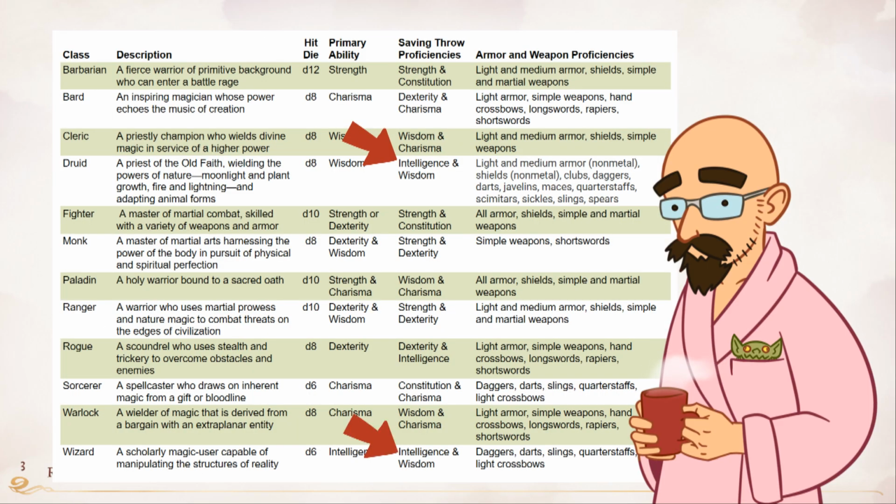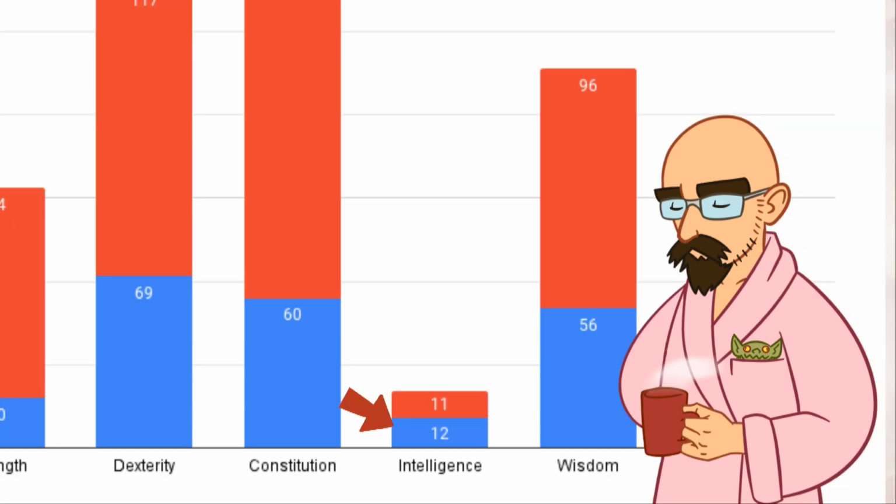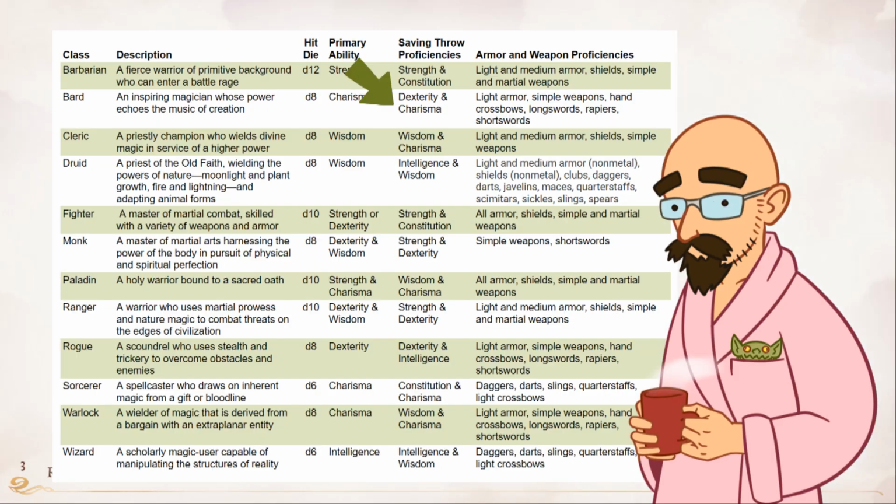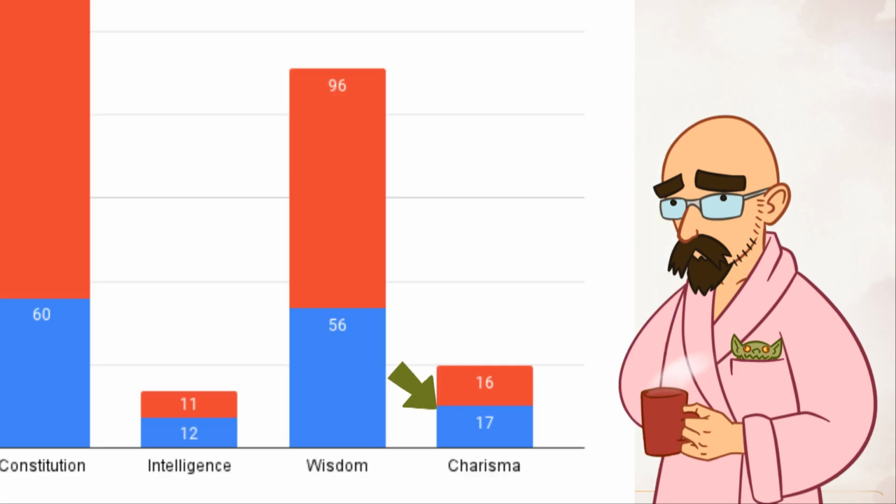Druids and wizards have what is effectively a dead saving throw proficiency in intelligence: 12 spells and 11 abilities in the Monster Manual and Volo's. Bards, clerics, paladins, sorcerers, and warlocks all get charisma saves, which is just as bad. There are 17 spells and 16 abilities across the Monster Manual and Volo's that require these.